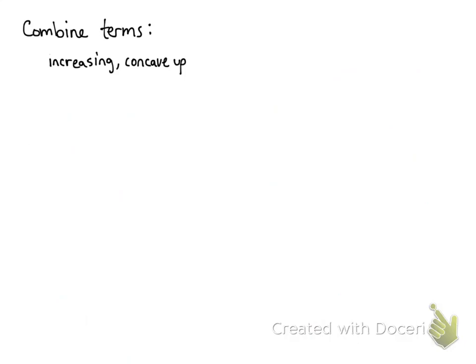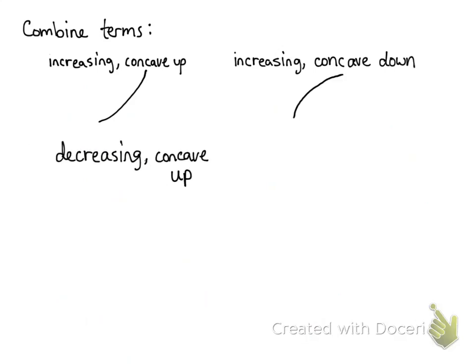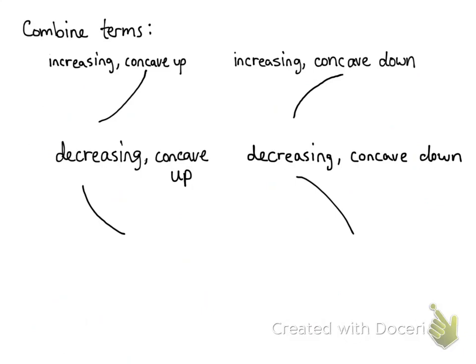Notice we now have 4 basic ways to describe pieces of graphs. A piece of a graph can be increasing and concave up, which looks like this. It can be increasing and concave down, which looks like that. Decreasing and concave up looks like this. And decreasing and concave down looks like that. You should sort of get familiar with that so that if you know you want to draw something increasing and concave down, you won't have to think too hard about what it should look like.